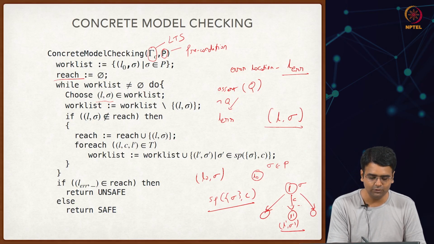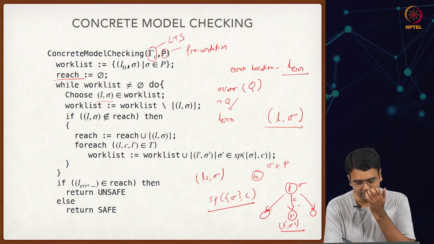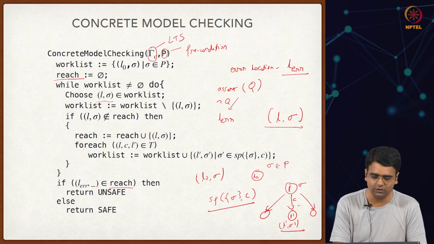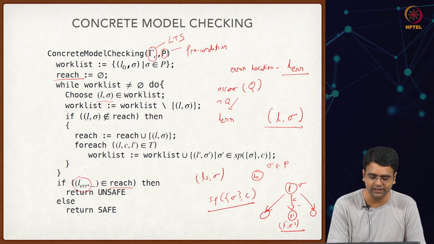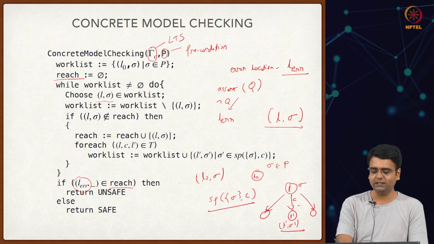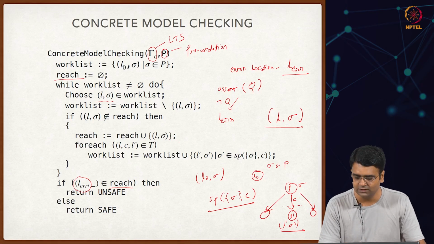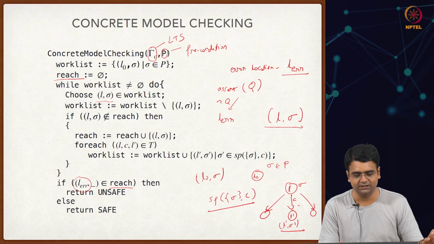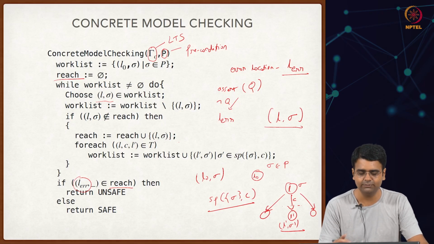After the while loop exits, meaning that the work list is empty, you then find out whether or not in the reach set there is any pair whose program location, the first component of the pair, is L error. If L error is present, then that means that the program is unsafe, otherwise the program is safe. Okay. So this is concrete model checking, which is essentially just executing the program in the forward direction, maintaining the set of reachable program states. This is what we mean by exhaustive state space exploration.